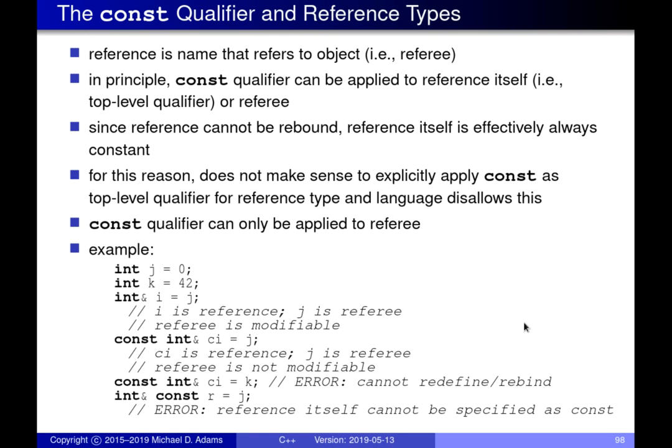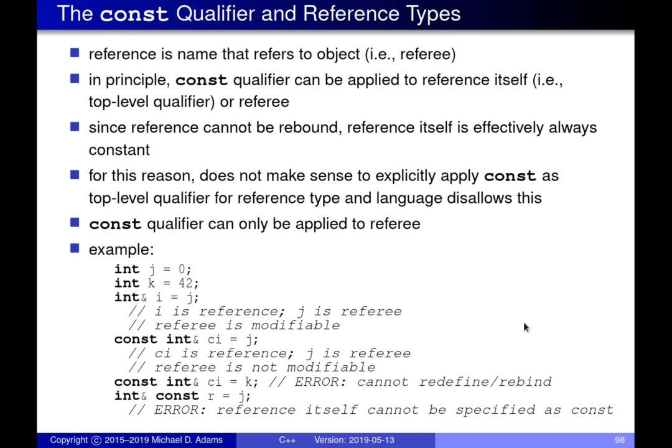In principle, these things are completely separate from one another, and you could independently change whether the reference is const or not versus whether the referee, the thing that the reference refers to, is const or not. However, as we discussed before, in C++, you can't rebind references. What I mean by this is once you initialize a reference, it will refer to that thing until the end of its lifetime. There's no way to say, no, I want a do-over, I want this reference now to refer to this other thing.